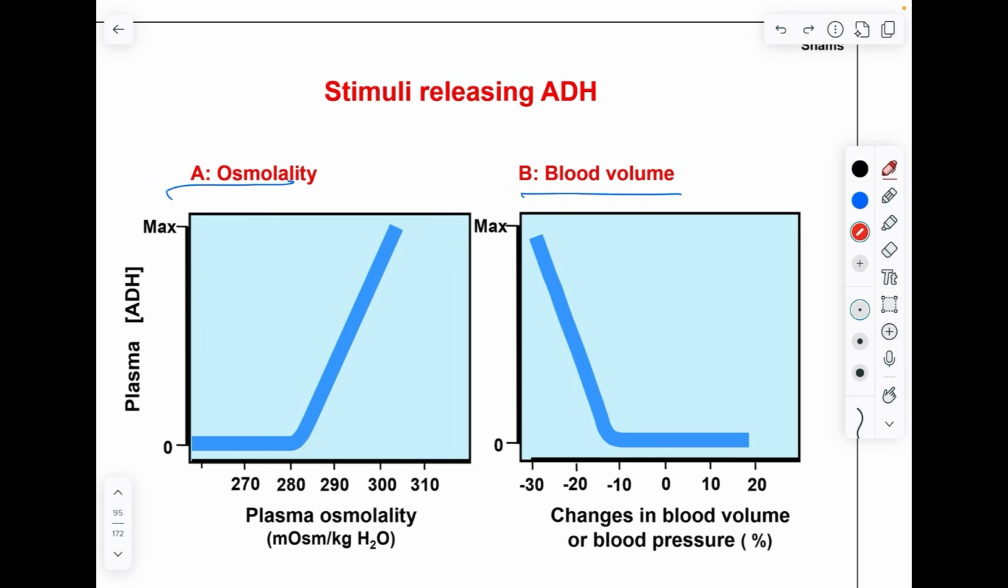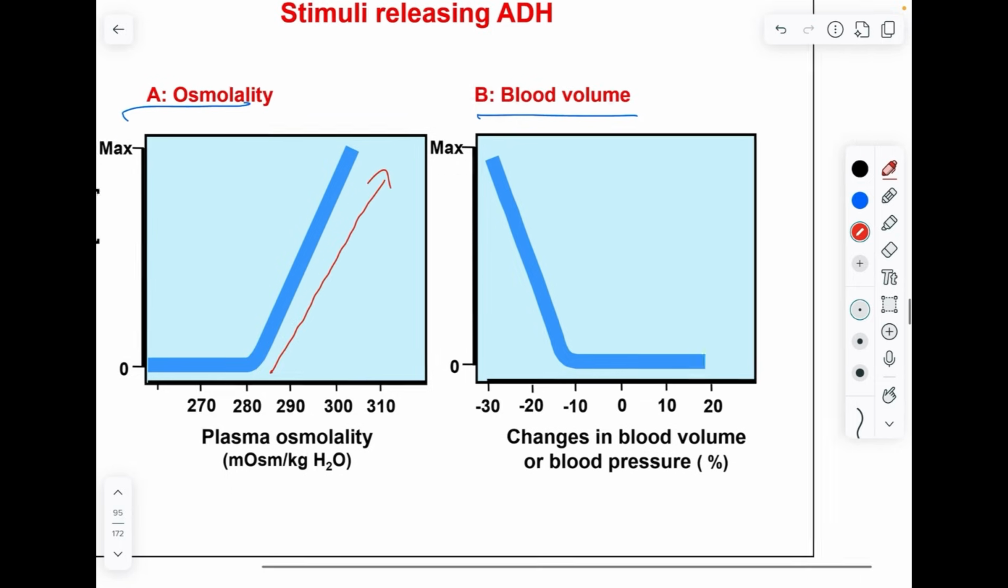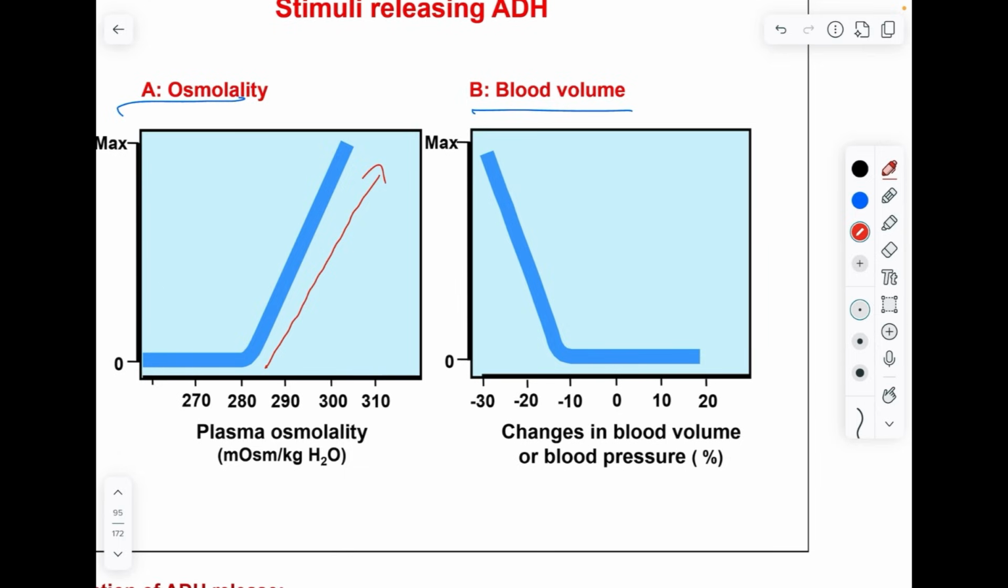Why? Because that means we have less water. So we are trying to take water from urine and return it back to the blood. So as you see, it increases with the osmolarity, the ADH release. Now what about the blood volume?